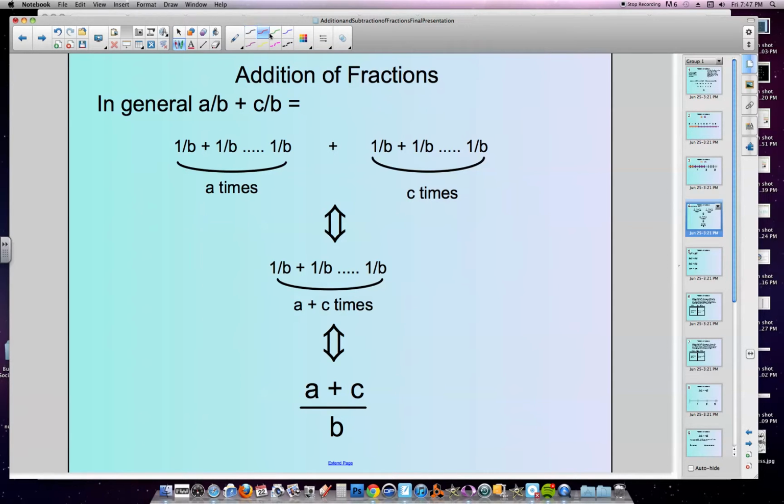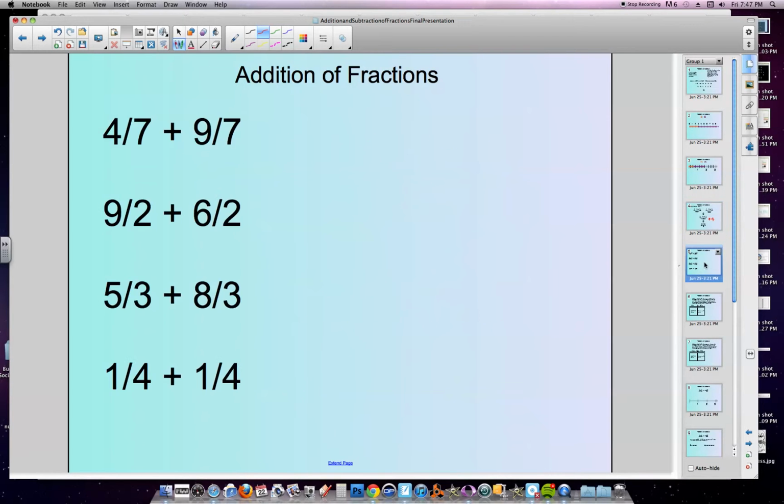And just to illustrate an example of that, if we had 2/3 plus 5/3, well, hey, we have 2/3 and we have 5/3, well, that's a total of 7/3, right? And the problem's solved. So let's look at some examples.